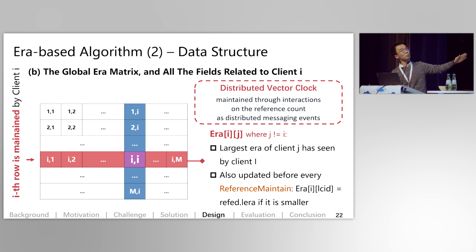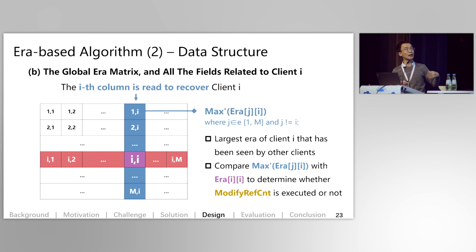So with the help of this distributed vector clock, we can decide whether this modify ref count step has successfully executed by comparing the local error timestamp that is recorded in the redo log with the current global error matrix. This is the basic procedure of our algorithm. But the proof of the correctness of this algorithm is very complex and involves many corner cases to be discussed. So I will skip the details here, and if you are interested, you can refer to our paper.